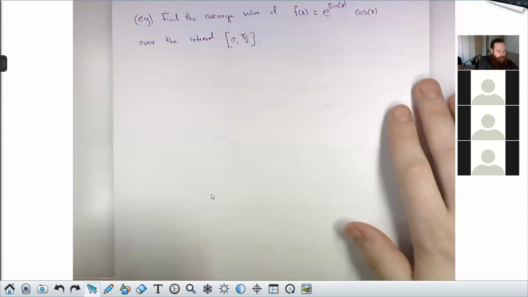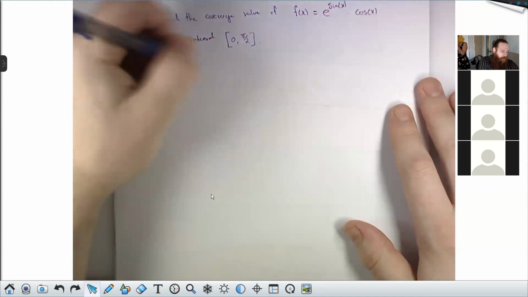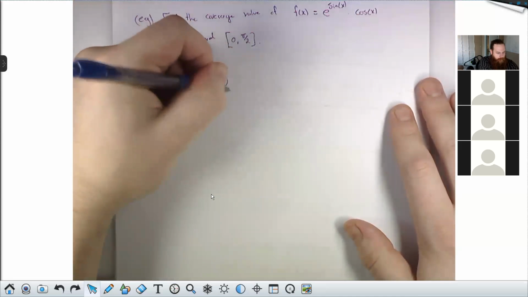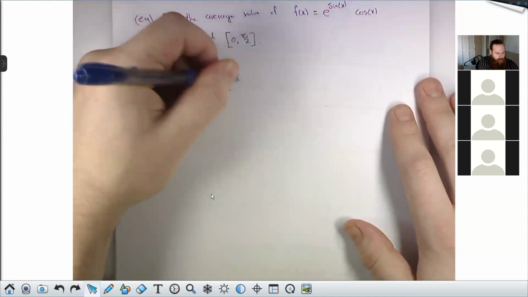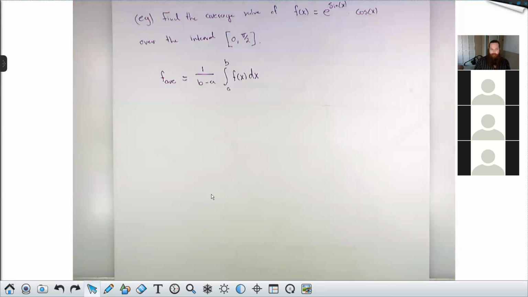So we know that the average value, f av, is always 1 over b minus a times the integral from a to b of f of x dx. So here, f is the function e to the sine x times cos x, and a and b are the endpoints for this interval.